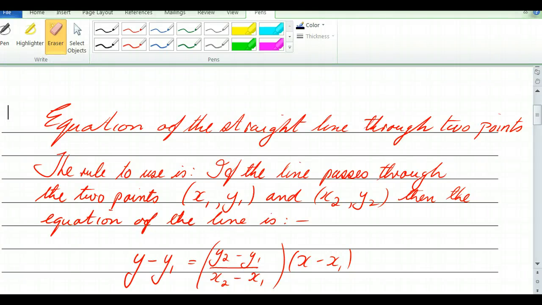In this clip, we're going to look at the process you use to find the equation of the straight line that passes through 2 points. It can be shown that if the 2 points that the line passes through are called x1, y1 and x2, y2, then the equation of the line is given by this formula here. Now, to understand how we can use this, we're going to do a couple of examples.